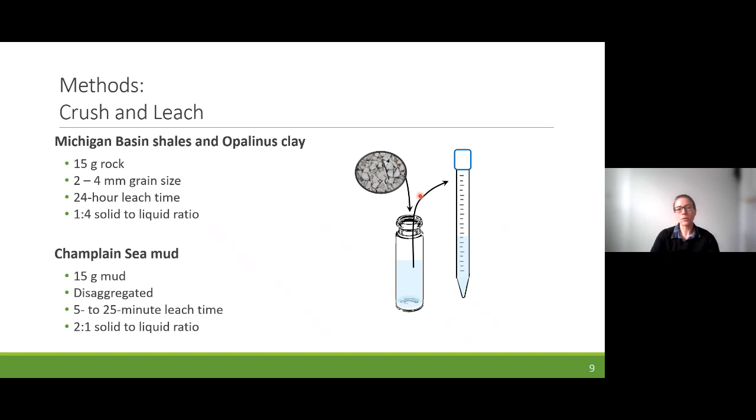The crush and leach method used to extract pore waters from the Michigan Basin shales and opalinous clays involved crushing our rocks to a 2 to 4 millimeter grain size, leaching for 24 hours using a solid to liquid ratio of 1 to 4. The Champlain Sea muds, the samples disaggregated in DI water and were agitated for 5 to 25 minutes with a solid to liquid ratio of 2 to 1.